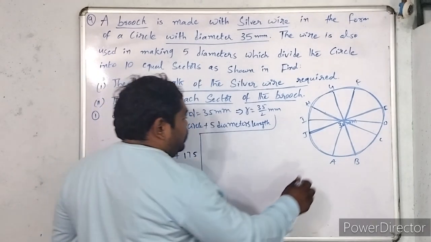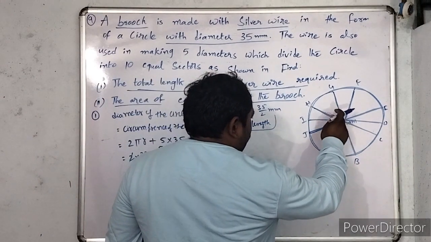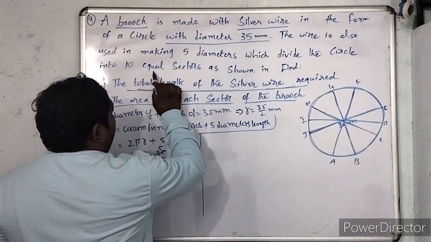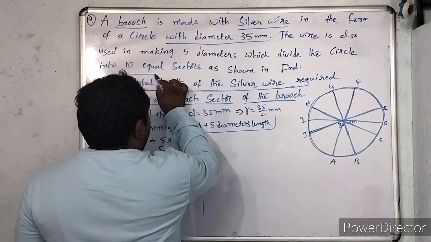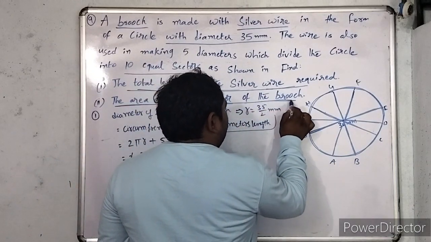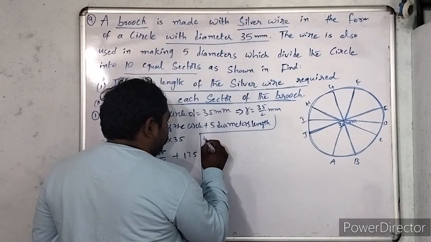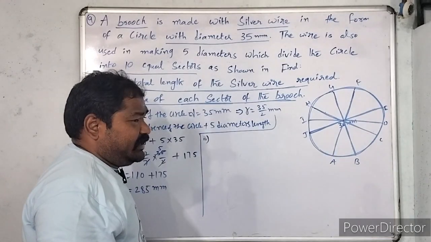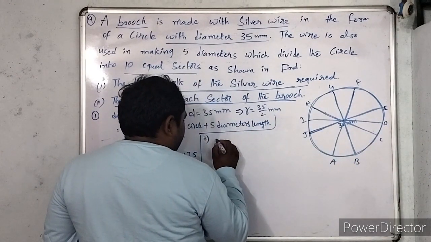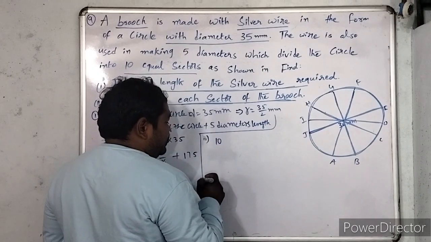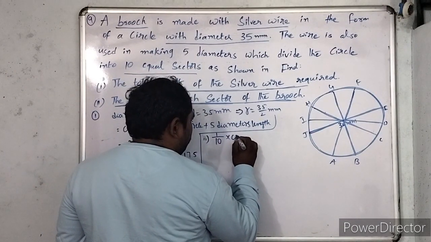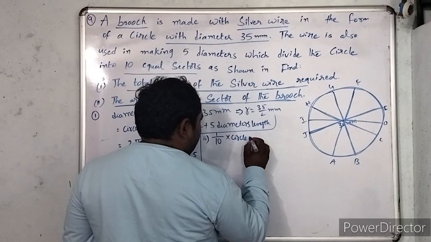Now, there is a small point here. The total sectors have equal size, they have given. 10 equal sectors they have given. Now we have to calculate the area of each sector of the brooch. Therefore, to calculate the area of each sector of the brooch, we have 10 sectors. The area is equally distributed for each sector.